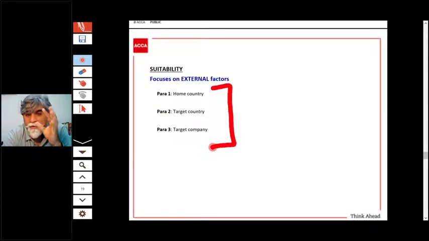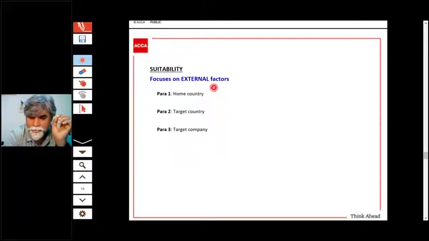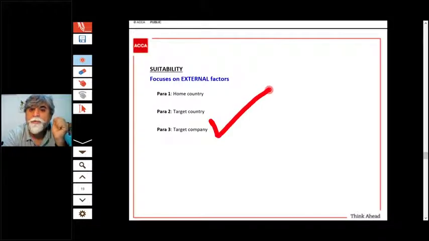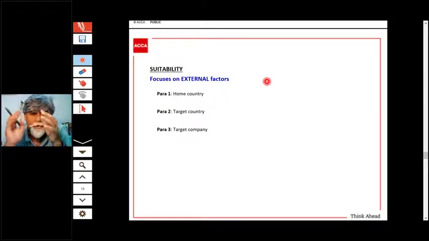So generally this one is very easy. Your exhibits will contain all this information. You will have information about home countries, the pros and cons, the challenges. You will have information about the target country, the pros and cons, the challenges, and you will have information about the target company, the pros and cons and challenges. All you need to do is copy and dump.